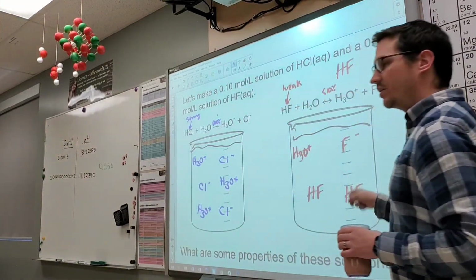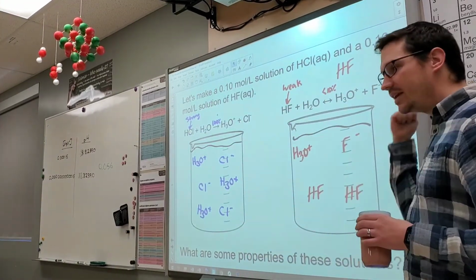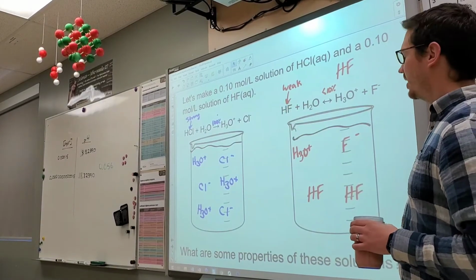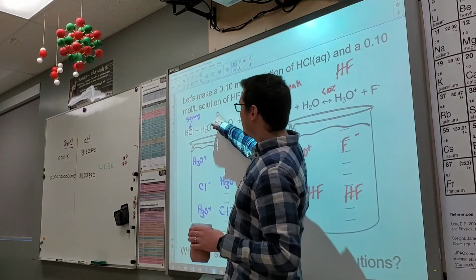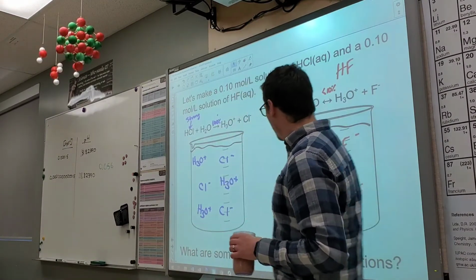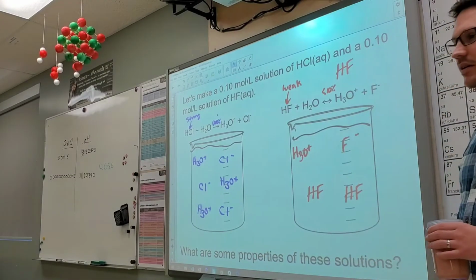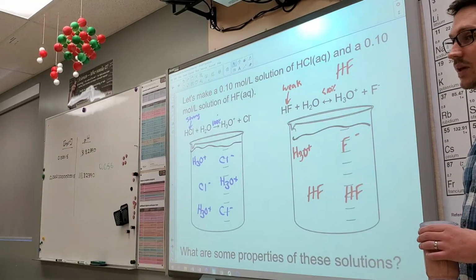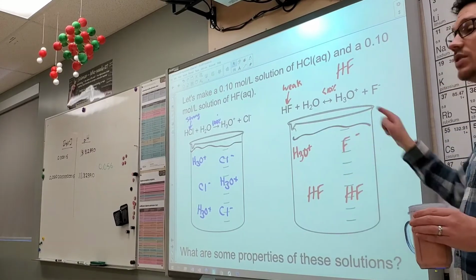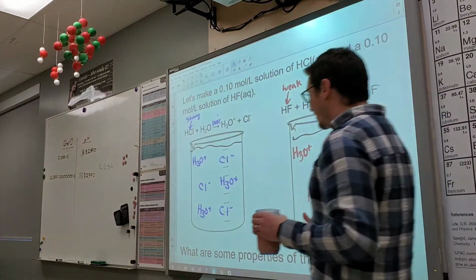These two solutions have the exact same concentration of hydrogen chloride and HF. How many HCl's did I add to this beaker? I added 3. How many HFs did I add to this beaker? 3. I added 3. They have the same concentration. I added the same amount to both beakers. So now let's take a look.